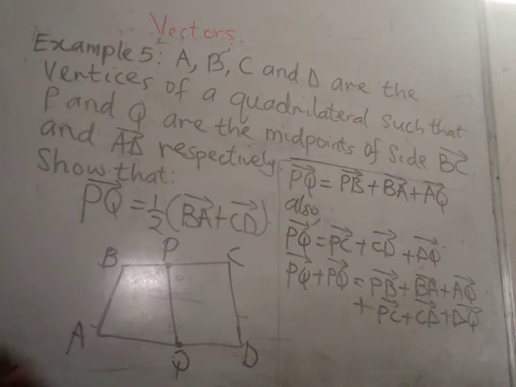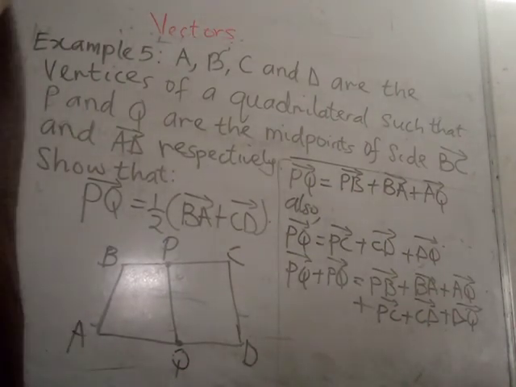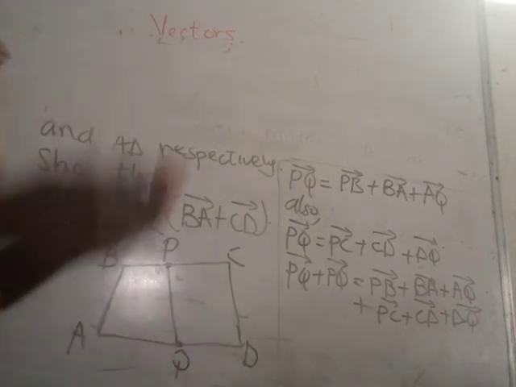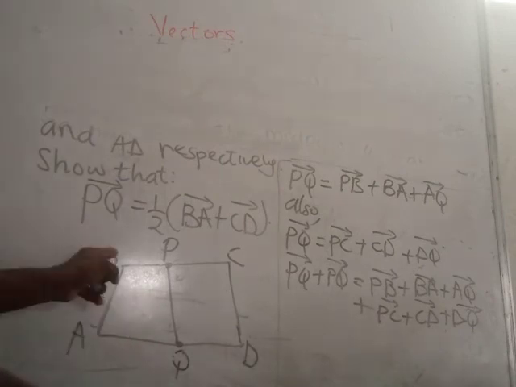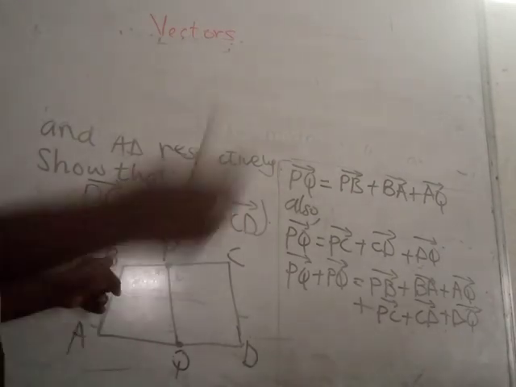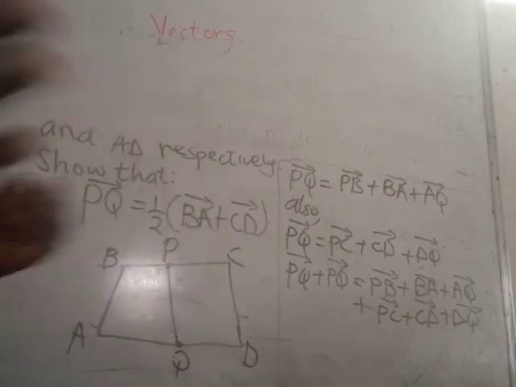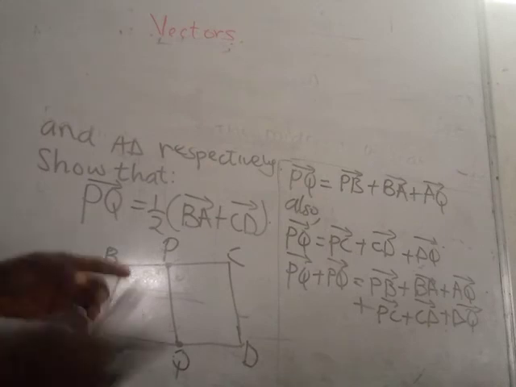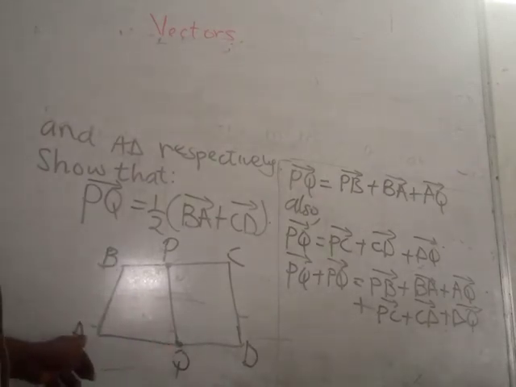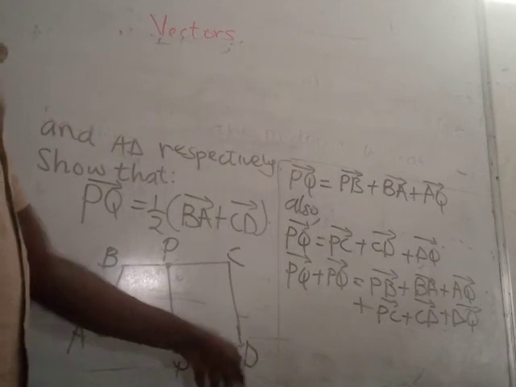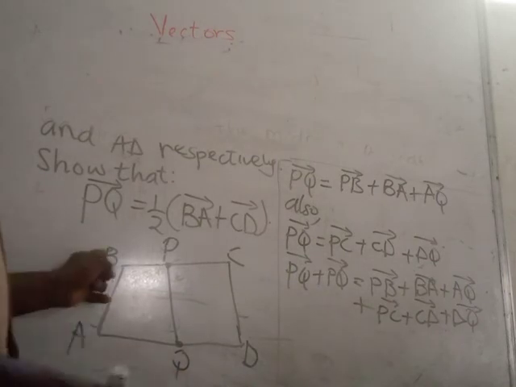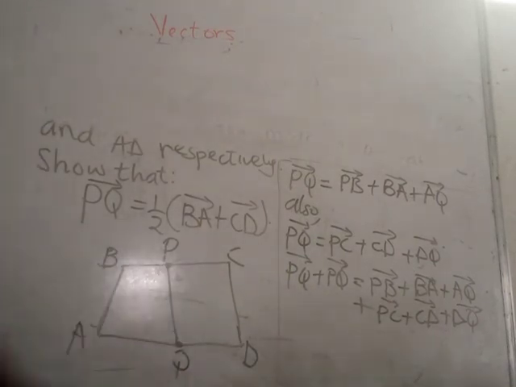Now let's look at this diagram. On looking at this diagram, we can see that BP and PC are equal but opposite. So the sum of PB and PC will cancel out each other. Again, QA and QD are opposite in direction. So let's collect the terms that can cancel out each other.